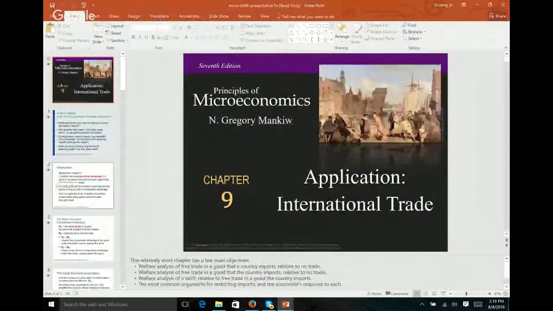All right, so chapter 9 is also based on chapter 10. This is another application for consumer surplus and producer surplus. And I'm going to talk about trade.